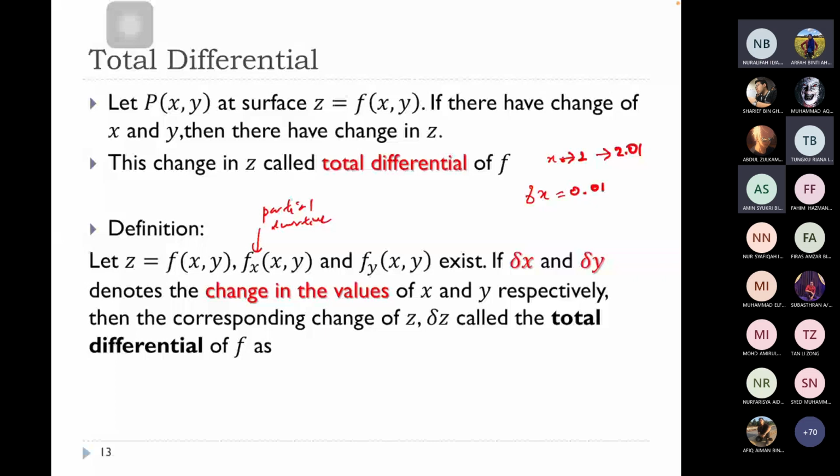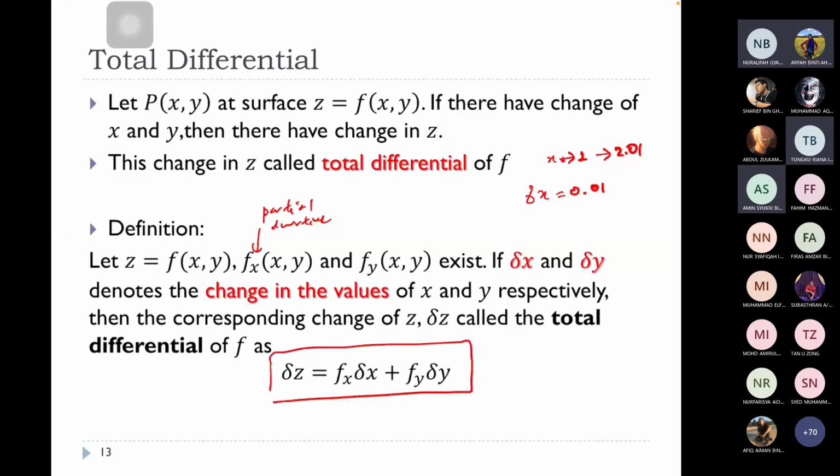Okay, so the change in the value of x and y respectively, then the corresponding change of z, delta z, it will be called the total differential of f. In calculating the total differential of z, the corresponding change of z, we will denote delta z equal to fx delta x plus fy delta y. Okay. So this is what we call the total differential. Okay. Perubahan dalam x y yang akan effect, that will give impact on the changes in z.